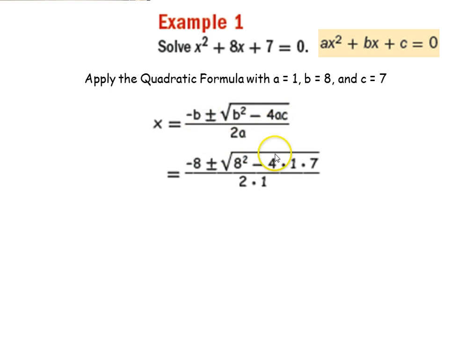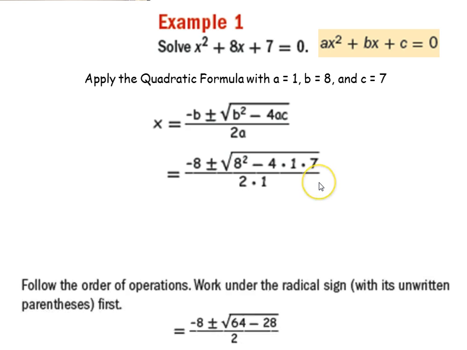And what we do from here to here is we've just plugged in all the values. Negative b. Well, b is 8, so we plug in 8 for b. Plus or minus the square root of b squared, so this 8 is the b, minus 4 times a times c, all divided by 2 times a. So all we've done is plug the values in. And now we're going to evaluate by using the order of operations.